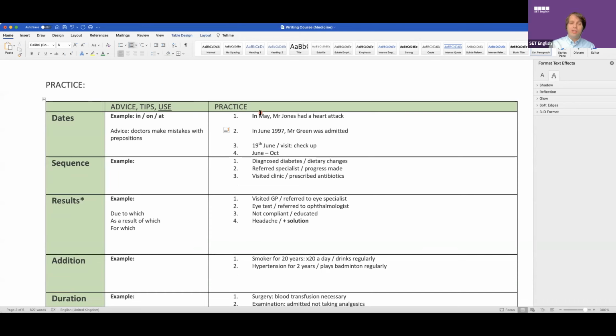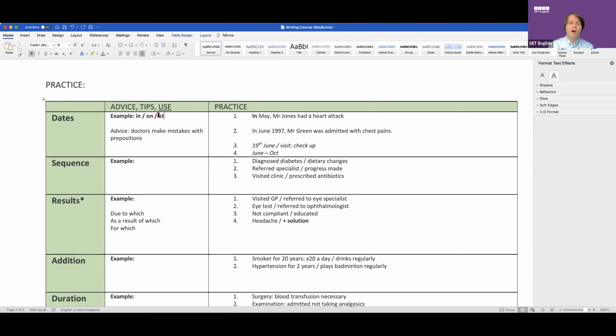Okay, so this is going to be number 2. I want you guys to write in the chat now, 3 and 4. 19th June, visit checkup. And what do I need here? In, on, or at? On. Okay, write in the chat. Type it in, write one sentence here for me. There's 2 months. What should we say? Between June. Yeah, you can say between, or there's other things as well. June to October. From, until. Just type it in the chat box and I'll have a look at your writing.